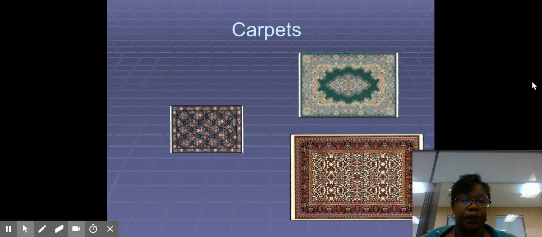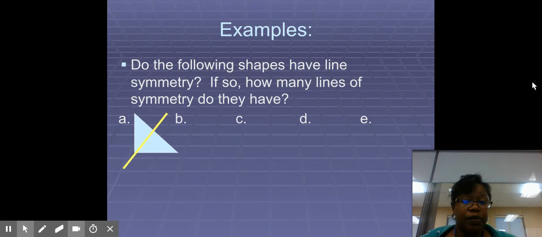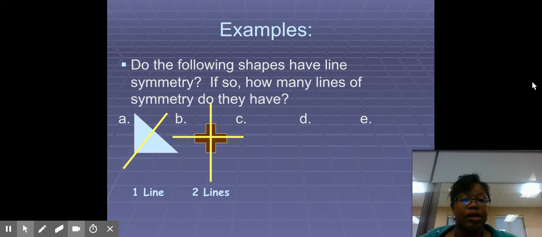Here's some carpets. They have symmetry. Here's some more examples. I want you to do the following examples of line symmetry. Do they have lines of symmetry? If so, how many lines of symmetry do they have? So I'm going to show you some shapes. What about B? How many lines of symmetry do you think it has? And C, how many lines of symmetry do you think it has?